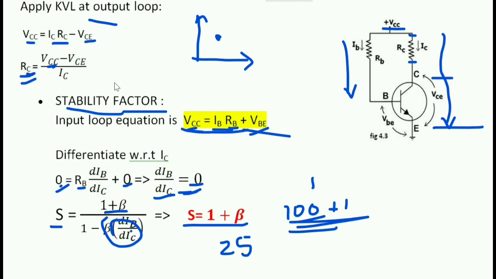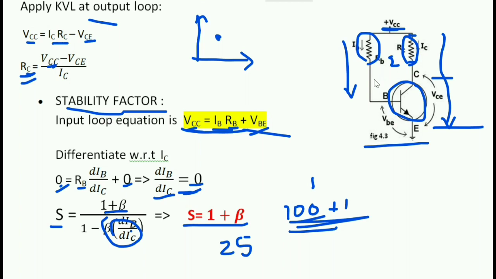Also we will see what the advantages and disadvantages of this circuit are. If we see, this circuit has one transistor, one collector resistor and one base resistor. That means these are two resistors and one single power supply.